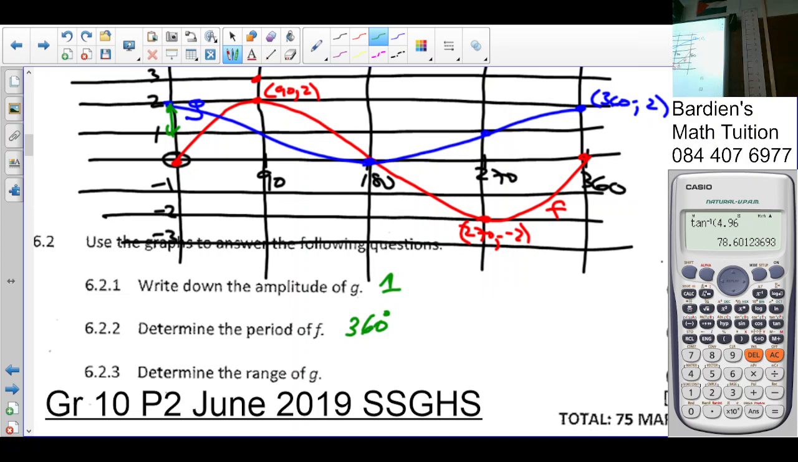Determine the range of g. What is the range? The range is all possible y values. So if you look here, the g is going from 2 till 0. Can you see that? The graph is lying between these values here. So your range is all possible y values. So what's the range of this graph? y must be greater than or equal to 0, but less than or equal to 2.